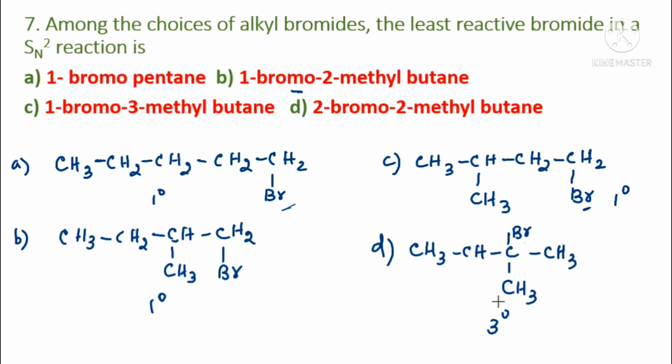So it is tertiary. Normally this SN2 mechanism, it is least reactive. That is, tertiary alkyl halide will not undergo SN2 mechanism. Primary alkyl halide is more prone to SN2 mechanism. So the option is D. This is the correct option. Okay, answer is D. This is because it's a tertiary alkyl halide. Understood, students?